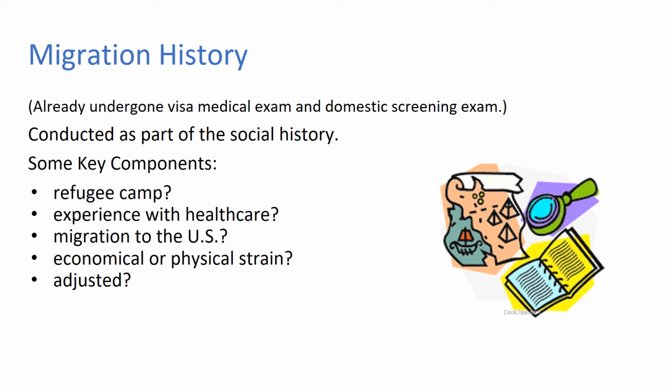The migration history is a key component of social history. Some important questions to consider include: did they stay at a refugee camp? For how long? What was it like there? What was their experience with healthcare like before coming to the U.S.? What was their migration to the U.S. like? Was there economic or physical strain associated with migration or life here? Are they well adjusted? What are some things that the patient enjoys doing? What are some hard things that the patient has encountered here? And do they have economic or physical strain here in the U.S.? Be mindful of cultural barriers and use appropriate interpreter services, including gender preferences.